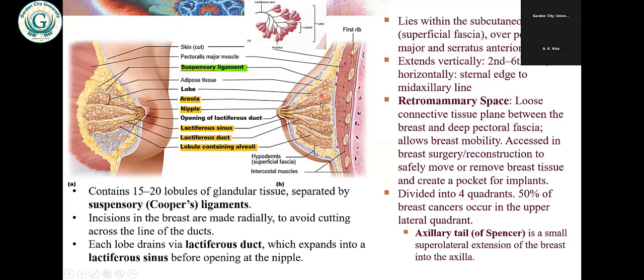Now, if you look at the glandular tissues, we have about 15 to 20 lobes. If you have this one here as a nipple, they are arranged radially like this. So you have about 15 to 20 lobes.